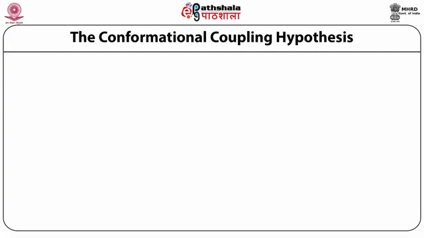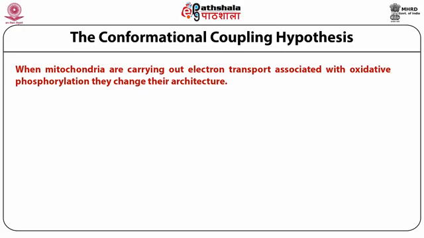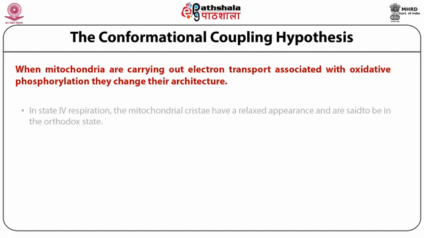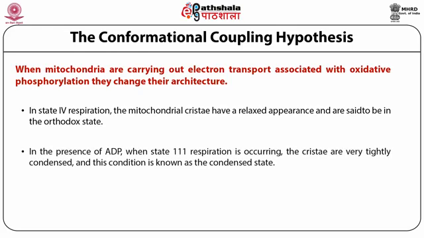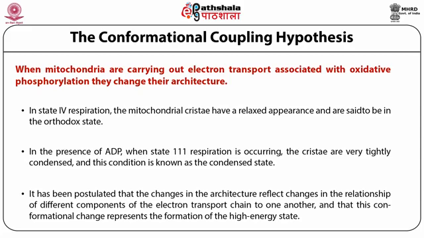The conformational coupling hypothesis. When mitochondria are carrying out electron transport associated with oxidative phosphorylation, they change their architecture. In state 4 respiration, the mitochondrial cristae have a relaxed appearance and are said to be in the orthodox state. In the presence of ADP, when state 3 respiration is occurring, the cristae are very tightly condensed, and this condition is known as the condensed state. It has been postulated that the change in the architecture reflects a change in the relationship of different components of the electron transport chain to one another, and that this conformational change represents the conformation of the high energy state.